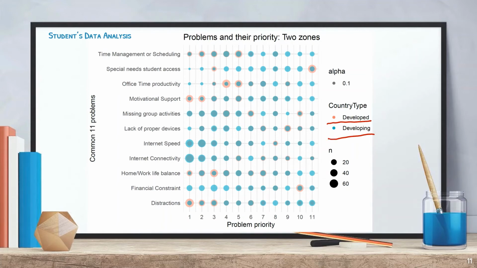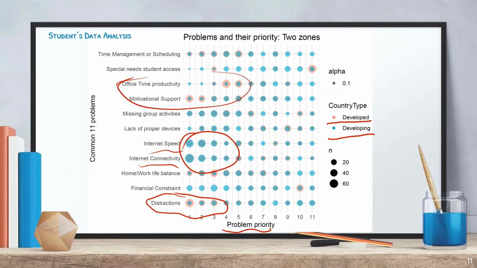So it is clear that most of the prioritized problems for developing countries were internet speed and internet connectivity. These are the major problems the students from developing zones faced. And from developed countries, their prioritization was on distractions and also office time productivity or motivational support. These are the things they focused on mostly, and gave us as prioritized problems.